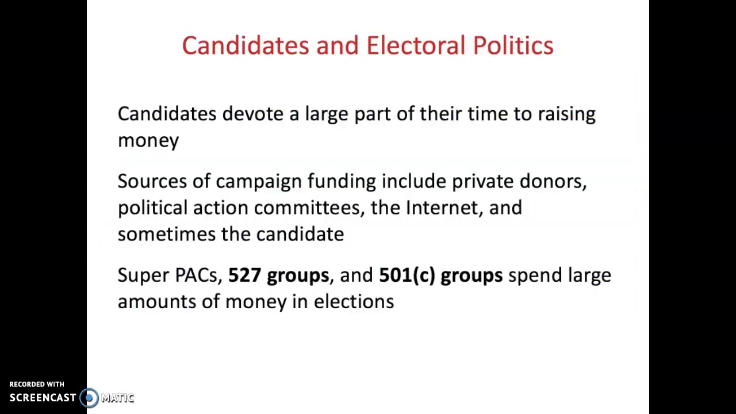A big thing that candidates from the major parties do is they spend most of their time trying to fundraise and raise money for their campaigns.